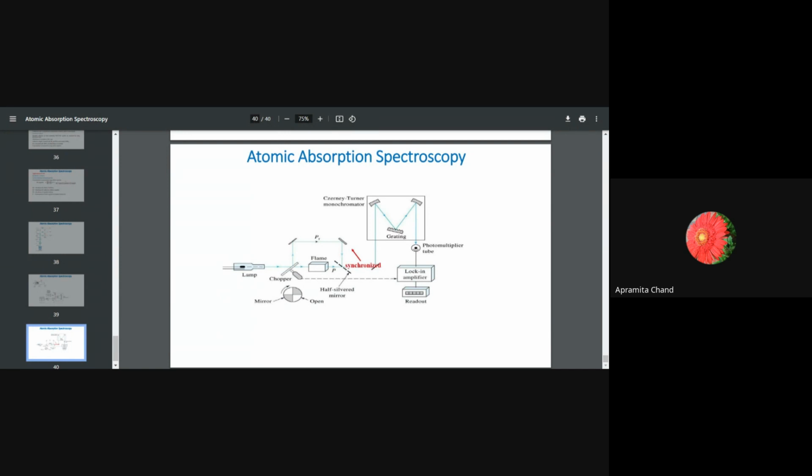So I'm just going to show you one kind of diagram, how the spectra looks like, and what they have used in this kind of spectra. Just one second.